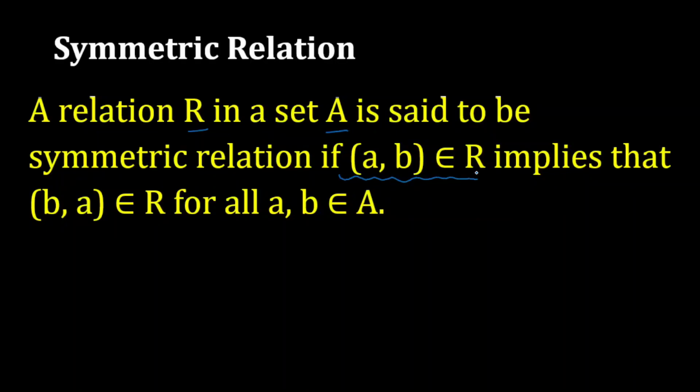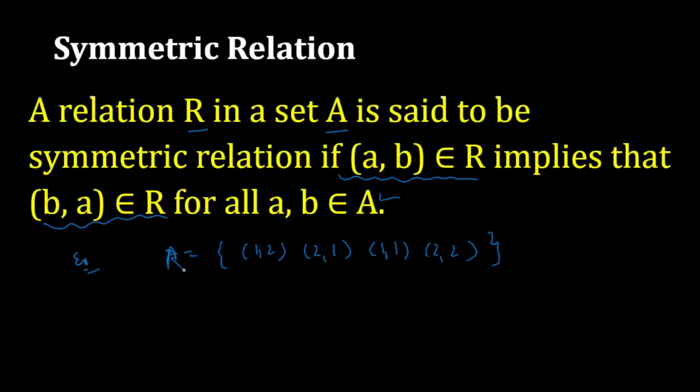So what is it saying? If (A, B), which means the first ordered pair, belongs to R, then what we need to check is that (B, A) should also belong to R, where A and B belong to the set A itself. Let us take an example, my dear students. R is (1, 2), (2, 1), (1, 1), (2, 2), and so on.